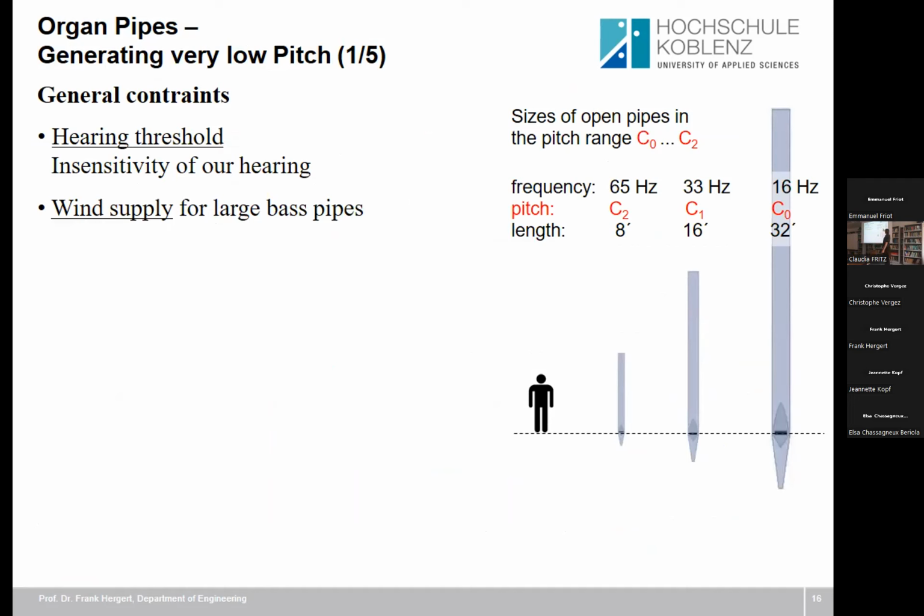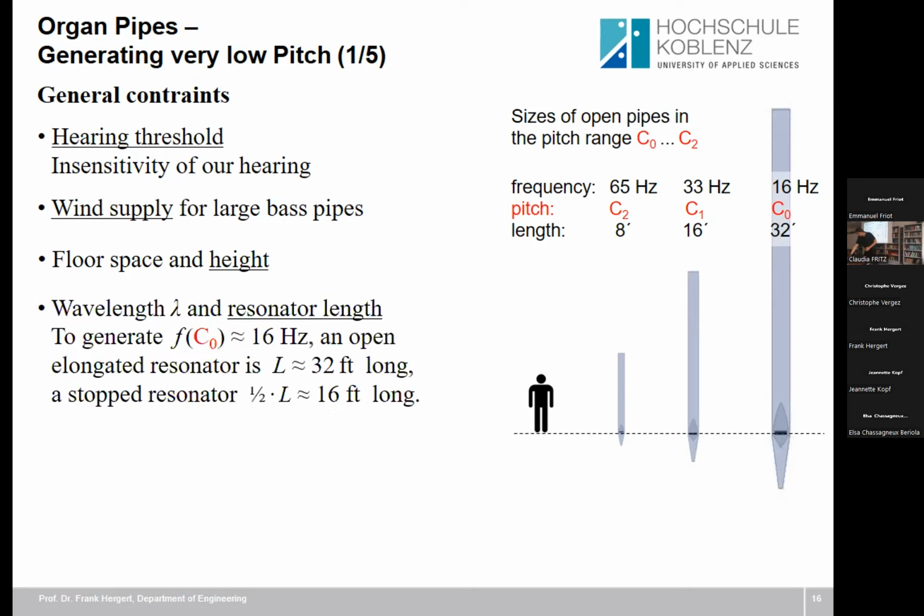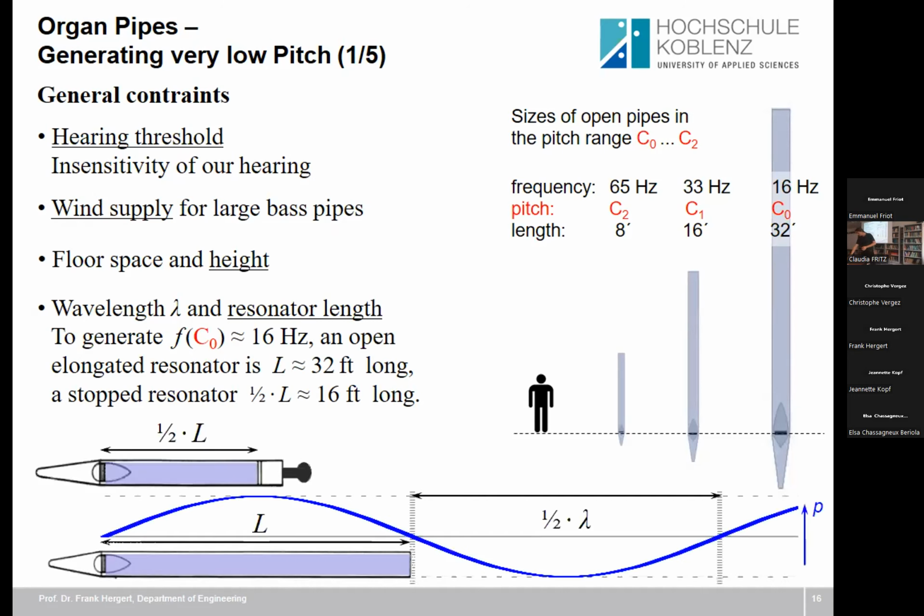Then it doubles for the first octave down, and it's 4 times the length if we go to 16 hertz, and it would be 8 times the length at 8 hertz. You need a lot of space, not only a lot of wind, you need a lot of space in the floor and in the height. So it's very expensive to build. And for open pipes, you need these lengths. For stopped pipes, you can reduce it to half the length, but still it's very, very long.